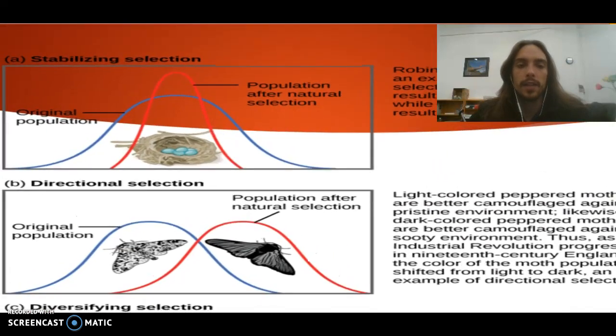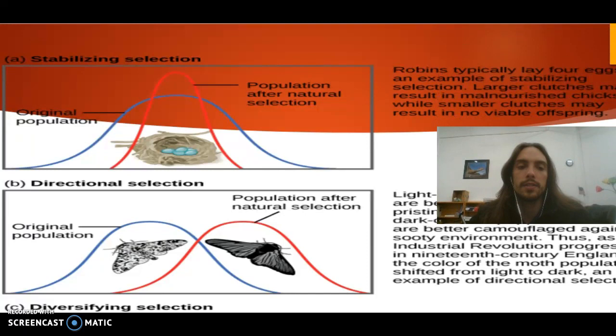With stabilizing selection, the example they have here are robins laying 4 eggs in their clutch rather than 5 or 3. That's because if you have larger clutches, you're going to have malnourished chicks once they hatch, and smaller clutches may result in no viable offspring. So they kind of cover their bases, so to speak. After millions of years, they figured out evolutionarily that 4 is generally the perfect number for them. Sometimes you'll have outliers with 6 and outliers with 3, but for the most part, they generally follow this trend.